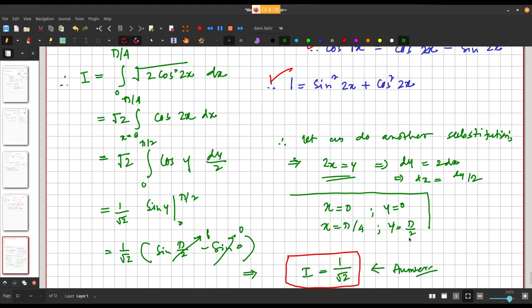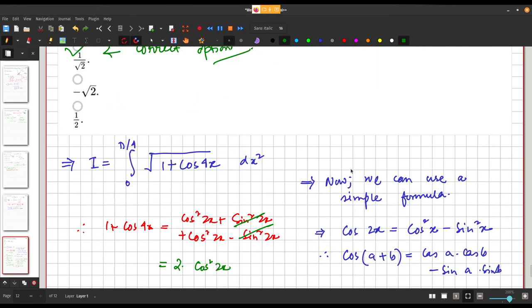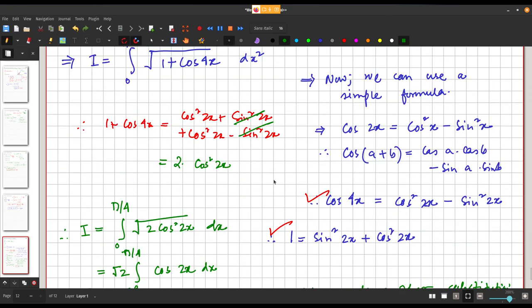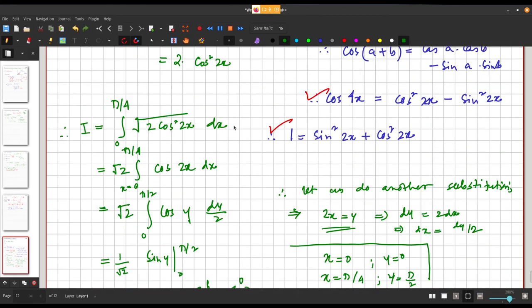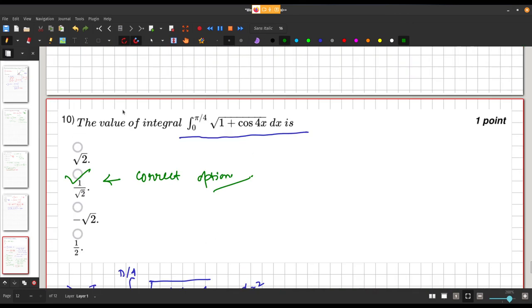So let us check what are the options given. And if we check them, we will see that the second option is the correct option here. So when you get this kind of integration, it is very customary to do this type of transformation and simplify it so that we can reduce the integration to a known form. Okay, so that was our last problem today.